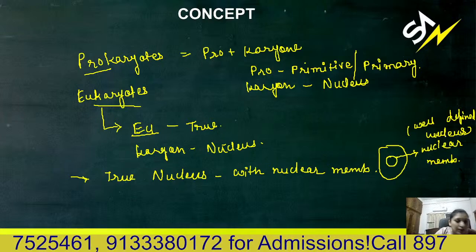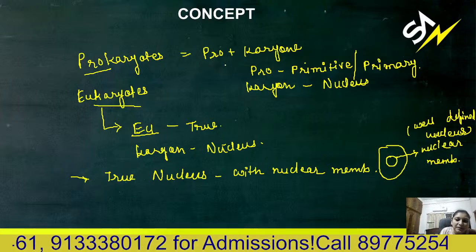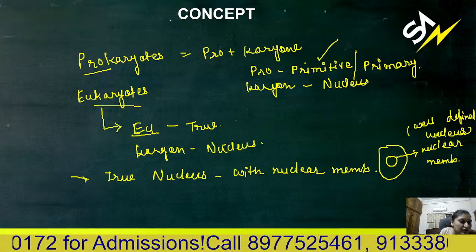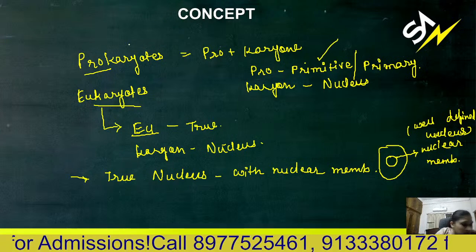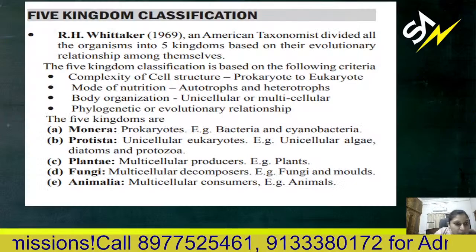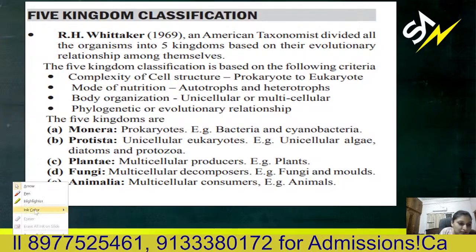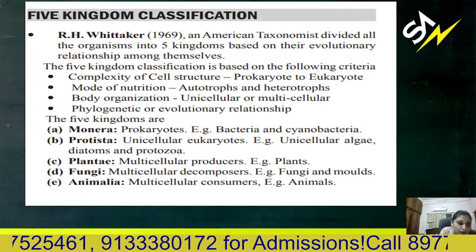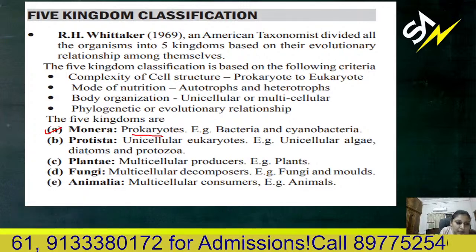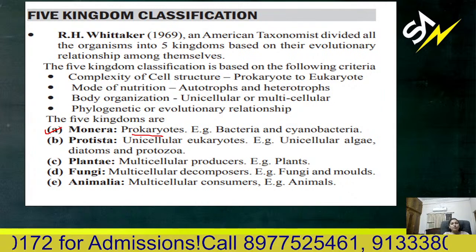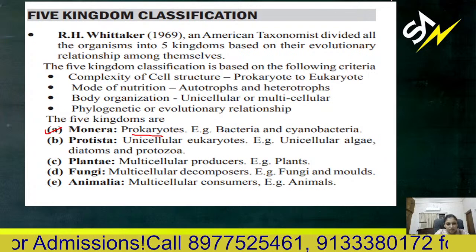Okay guys, an organism which does not possess this nuclear membrane, which has this primitive type of nucleus, is known as a prokaryote. So all the prokaryotes are included here in the first kingdom, Kingdom Monera. This includes all the prokaryotes. Protista is the kingdom of unicellular eukaryotes.